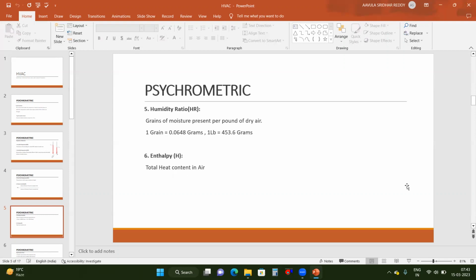Okay. The next one is enthalpy. Enthalpy is nothing but the total heat content in the air. So how much heat is contained in the air, that we call enthalpy.